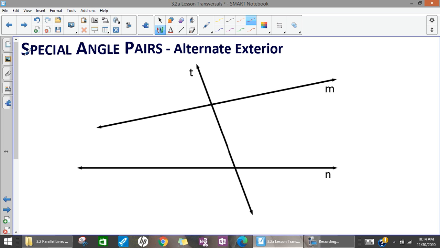I also have alternate exterior, so these are going to be outside of lines M and N, and they're going to be on opposite sides of the transversal and opposite sides of the picture. So this angle here and this angle here are alternate exterior. This angle with an X and this angle with an X are alternate exterior angles, outside of line M and N and on opposite sides of the transversal, opposite sides of the picture.